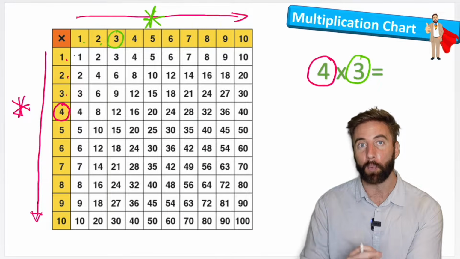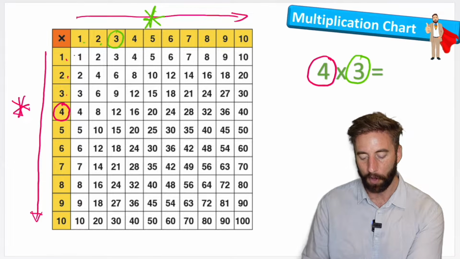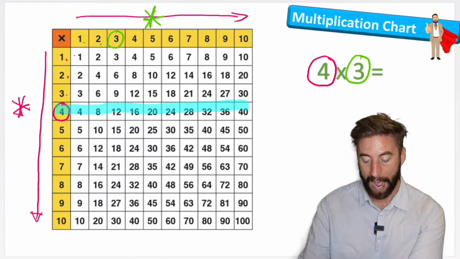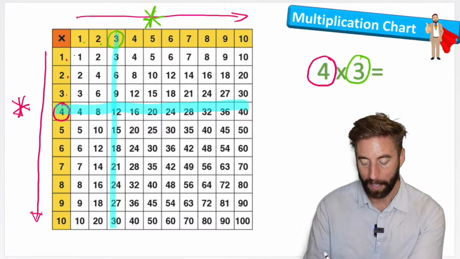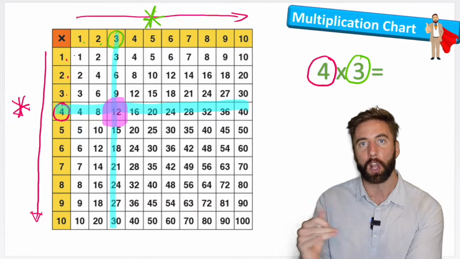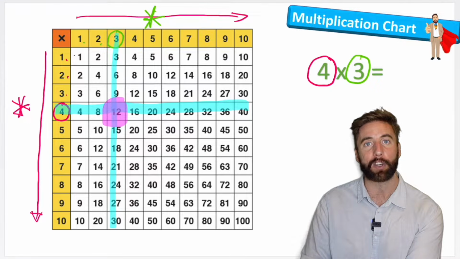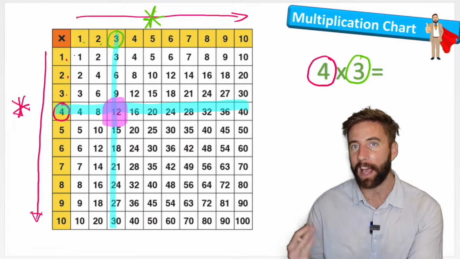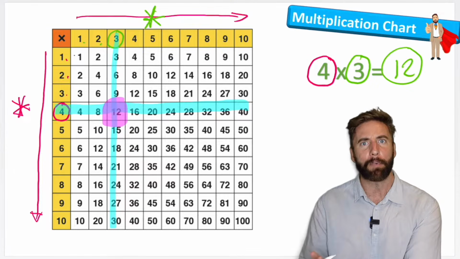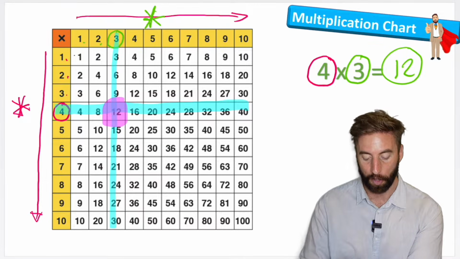Now all I need to do is find where those numbers meet on my multiplication grid. What does that mean? Well, let's have a look. If I draw a line across the row of the 4 and then draw a line down the column of the 3, we get something really special happening. Here, where the two lines meet, you can see that they meet on the number 12. Well, guess what? That's the answer. The answer to 4 times 3 is 12. Simple, right? Let's have a go at another one.